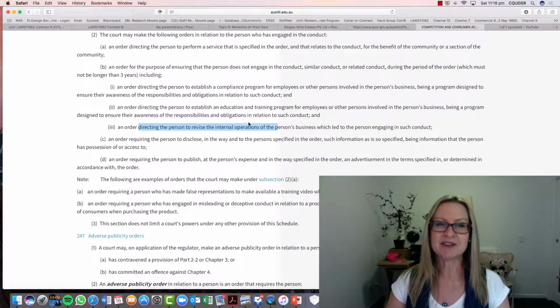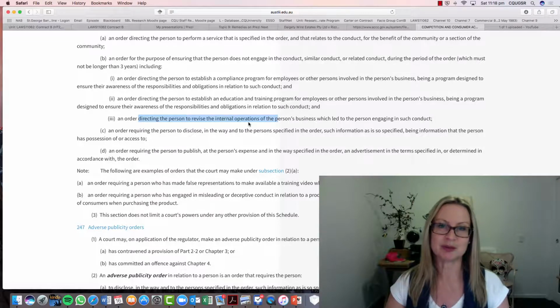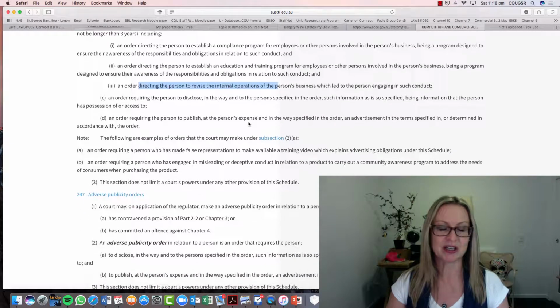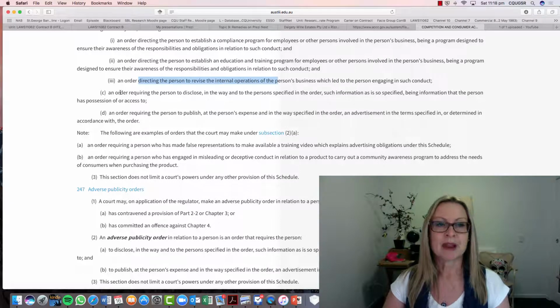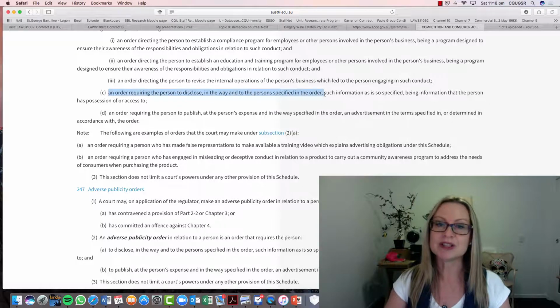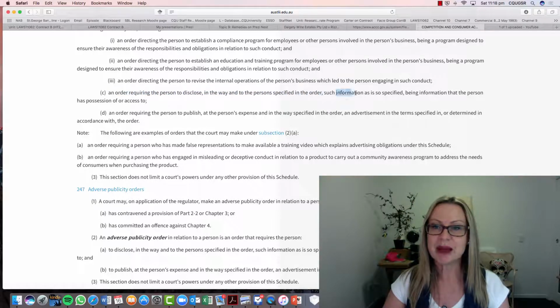So there's a fairly powerful little suite of provisions there to give a fairly strong nudge to errant corporations, errant businesses that might be breaching these provisions here. Look at this, subparagraph C. You can order disclosure of information that's required. You can require the person to publish at their expense and however specified an advertisement in the terms specified or determined in accordance with the order.